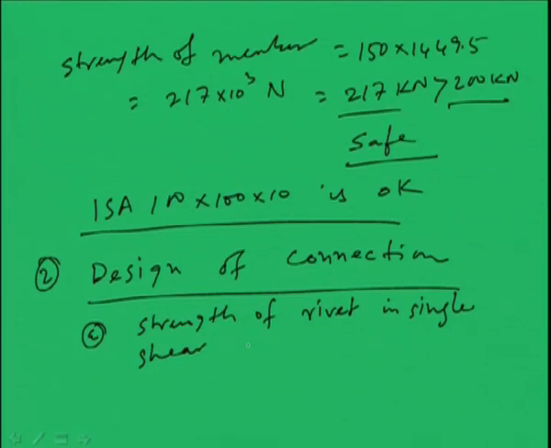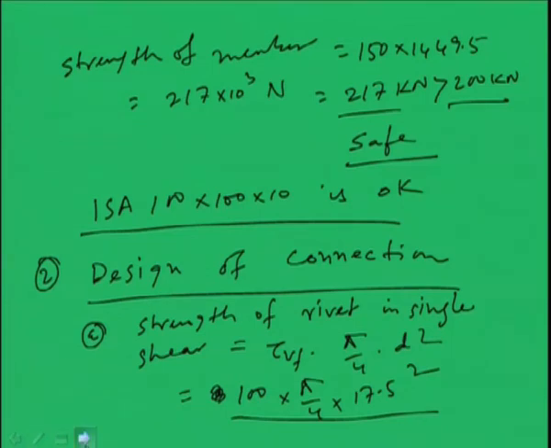So the strength of rivet in single shear will be tau Vf into pi by 4 into d square. That means we are using power driven shop rivets, so tau Vf will become 100, and pi by 4, and we are using 16 mm diameter of rivet, so 17.5. Okay. So after calculating this will become 24.05 kilonewton, right. So the rivet value in single shear is 24.05 kilonewton.